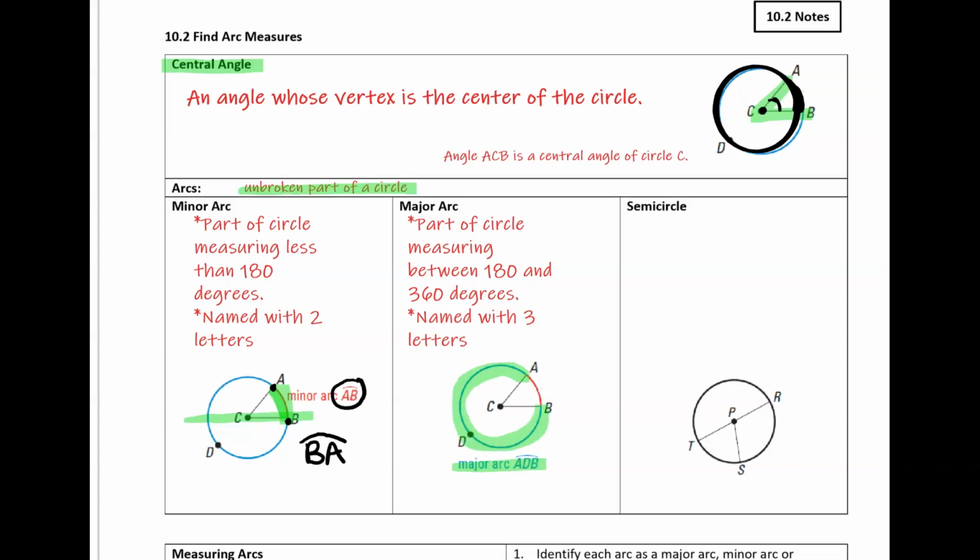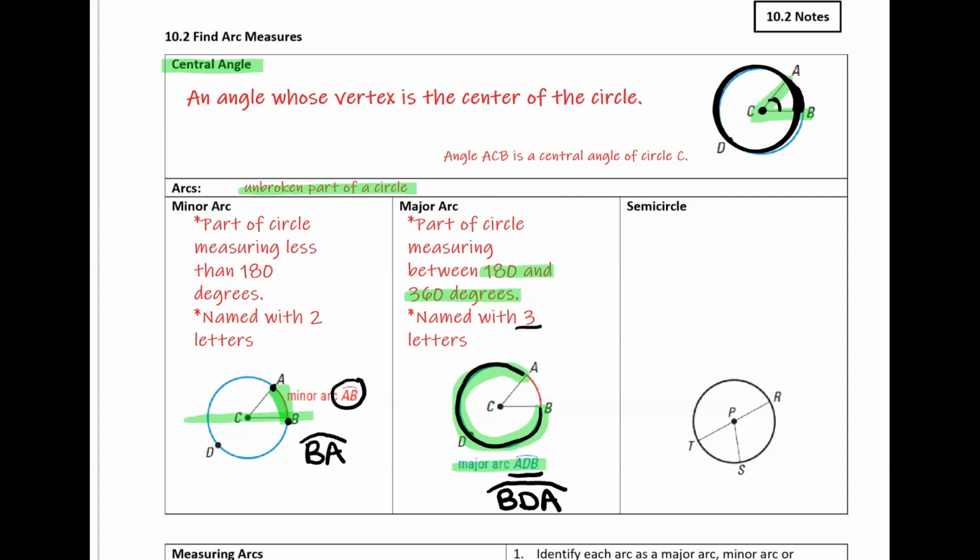Now how did we know it was a major arc? It's now between the 180 and the 360 degrees. So it's going to be more than half that circle. Now again, you can see the three letters ADB. This one can also be BDA, and then you put a big arc over it because it can in fact go that direction. So we do name them with three letters.